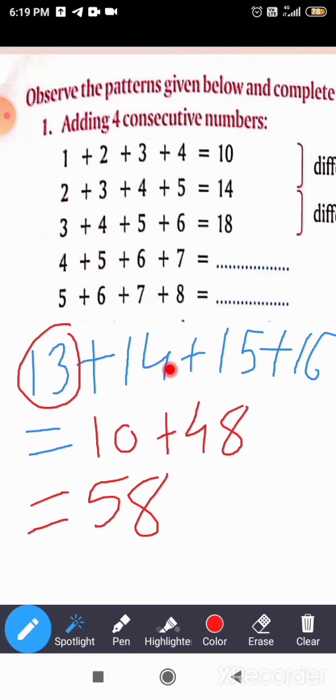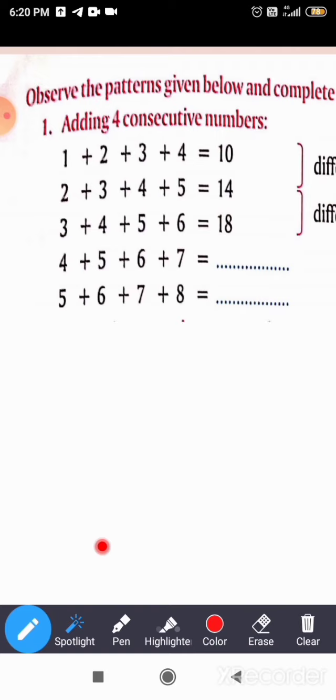3 plus 4, 7. 7 plus 5, 12. 12 plus 6, 18. 1 carry, 1, 2, 3, 4 and plus 1, 5. Right? No? One more I'll show you.